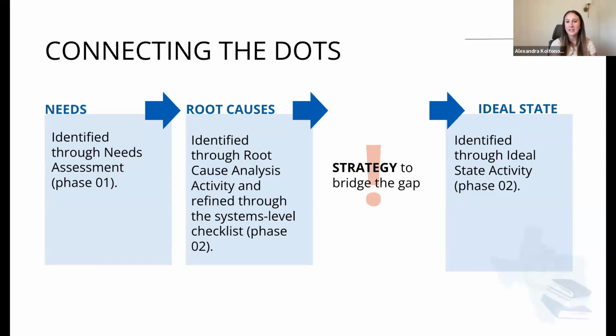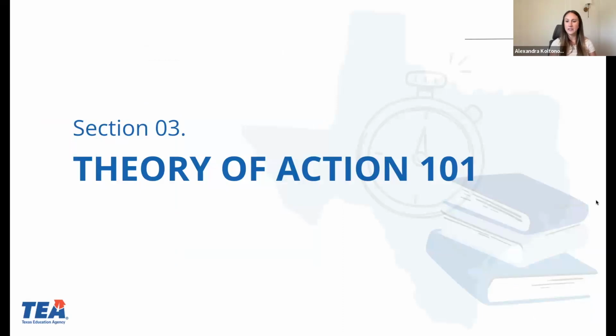So it's really putting together the full narrative story before we get into the even more granular, detailed implementation plan. So the first step is making sure we're all on the same page of this is our theory of action and why we think if we implement this strategy, we will see the change that we want and we'll get to our ideal state.